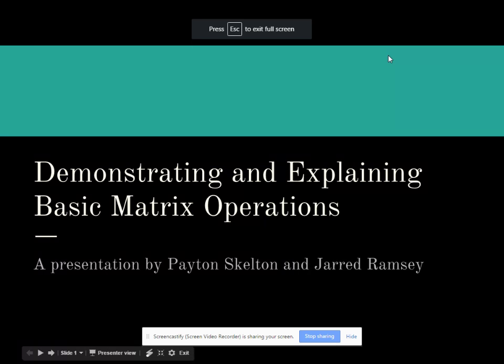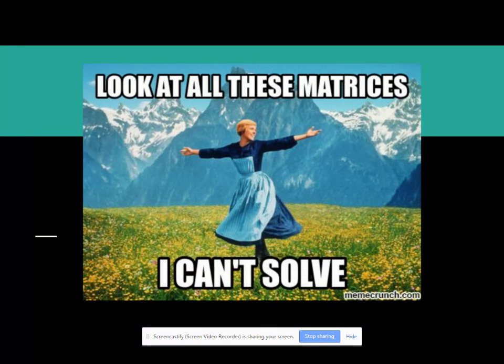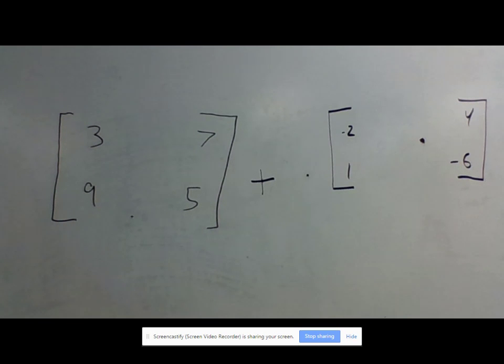All right, ladies and gentlemen, so today we will be demonstrating and explaining basic matrix operations. I'm Peyton Skelton, and this is my co-host, Jerry Ramsey. Hello. We're going to help you solve these matrices today.